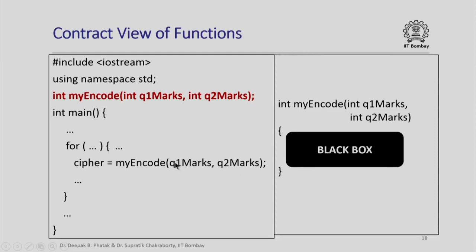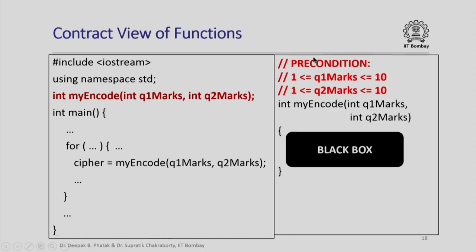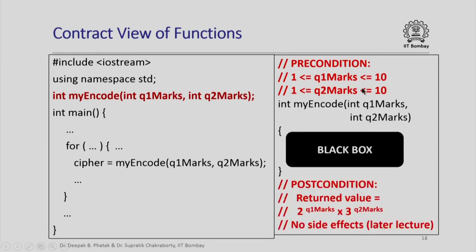In fact, what I need to know when I am calling myencode is what the preconditions are, what myencode expects its input arguments to satisfy. Here the precondition might be that both the input arguments lie between 1 and 10. And what are the postconditions, what are the relations between the returned value and the input arguments that myencode is going to guarantee if I satisfy the precondition. In this case, the postcondition could be: returned value is 2 raised to q1 marks times 3 raised to q2 marks, and no other side effects. We will see in a later lecture what side effects of functions mean.